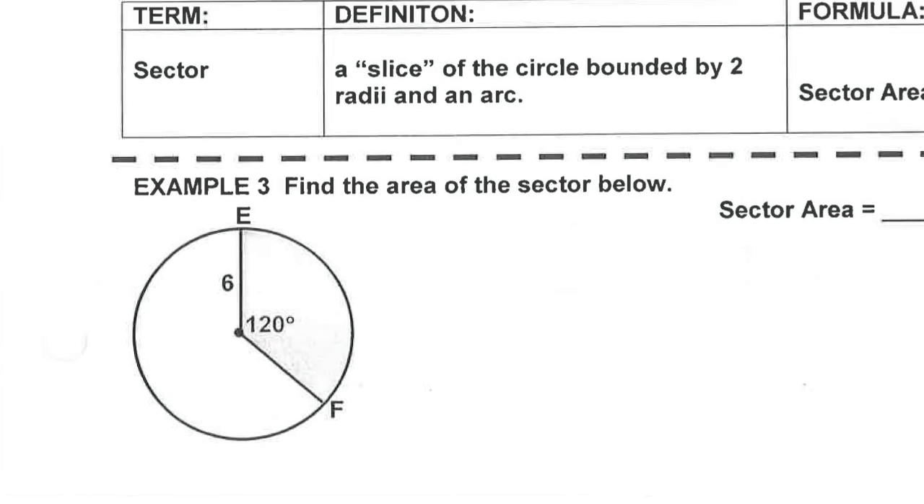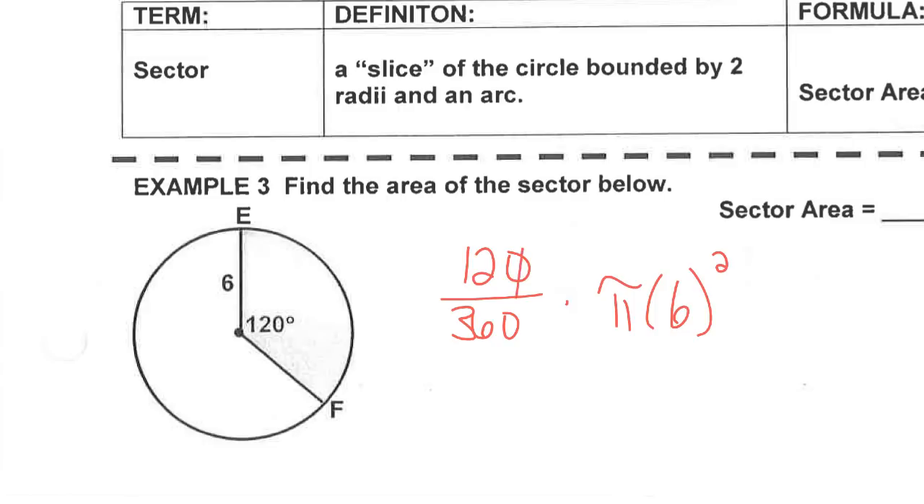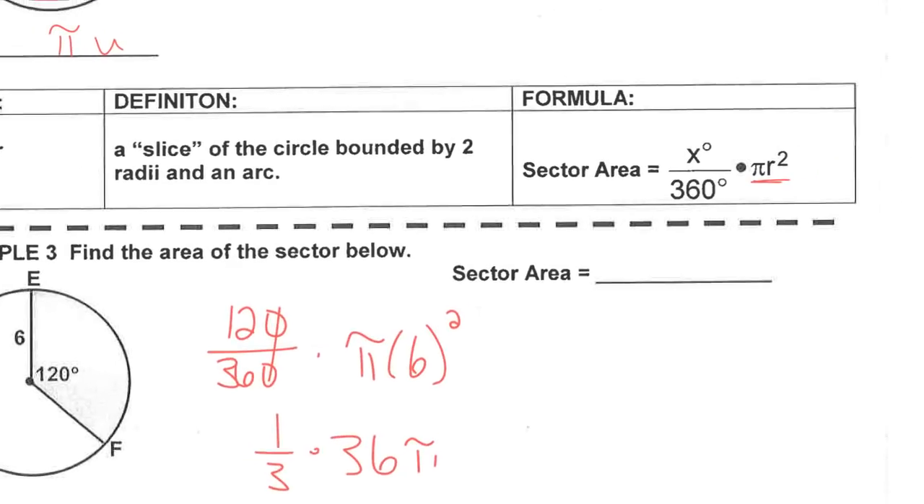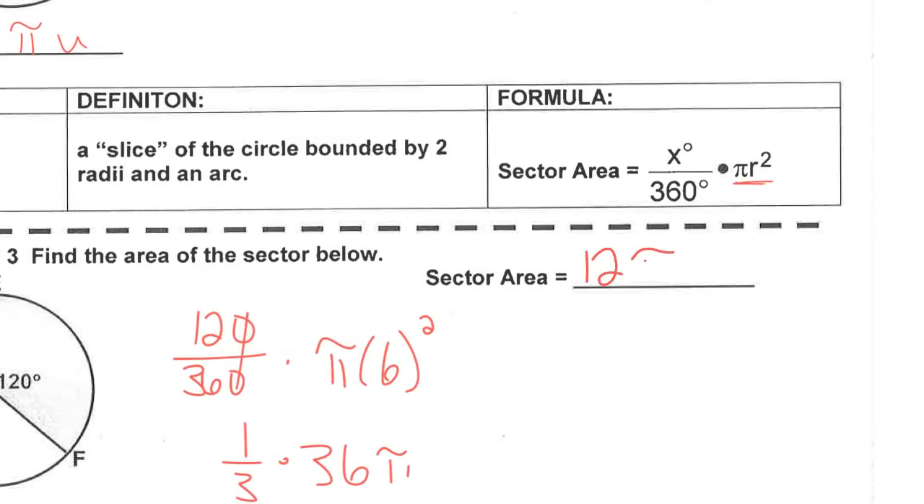So I'm going to take my angle, 120 over 360. I'm going to multiply it by pi times r squared. So I'm going to simplify a little bit. I get 1/3 times 36 pi. Oops, I wrote 3 pi. 36 pi. And 1/3 of 36 is going to give me 12 pi. But guys, this is units squared because it's the area of a sector.